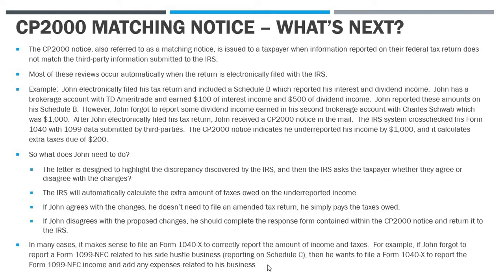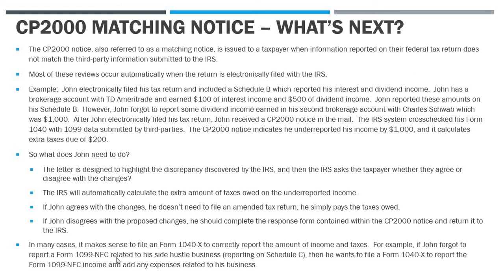Because what the IRS will do is they'll report all of the income from the 1099 NEC, compute the amount of tax owed, assuming you have no expenses. So you're going to pay more in tax if you just pay the bill based on the notice rather than file an amended 1040X, report the income, report the expenses, compute a net amount of profit on the business, and then pay tax on that value, right, which is going to be lower.